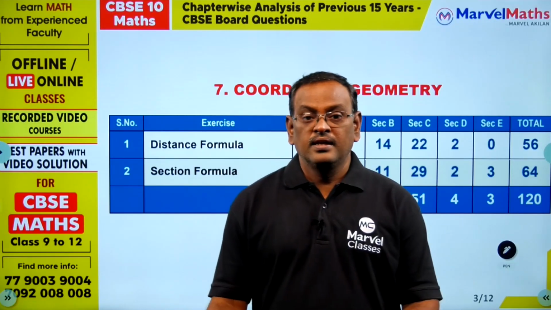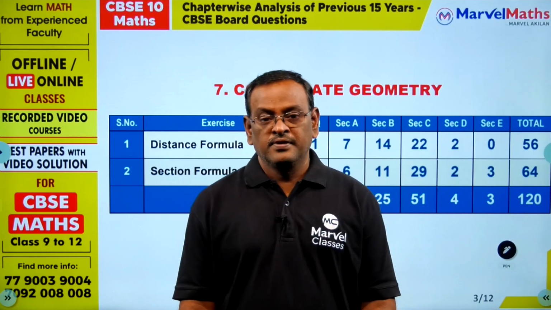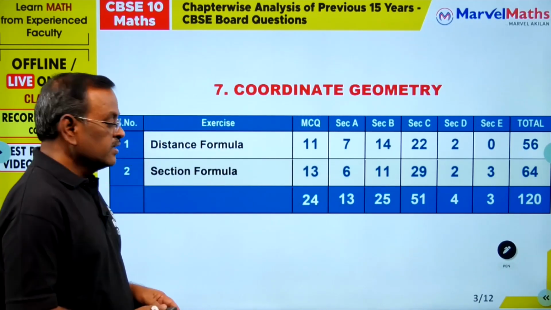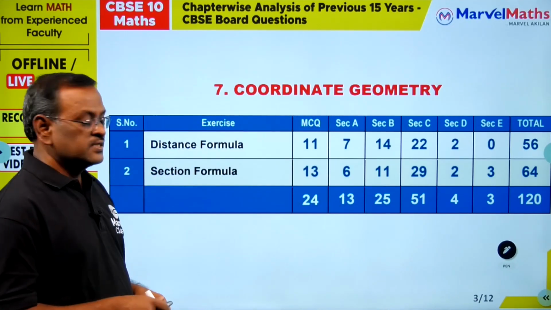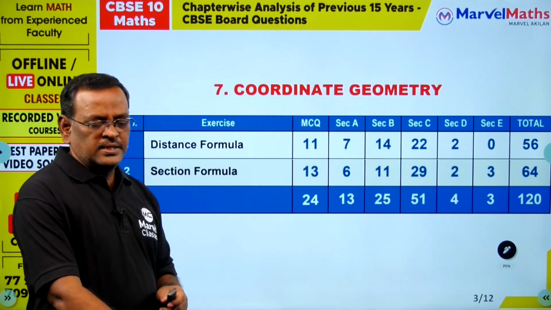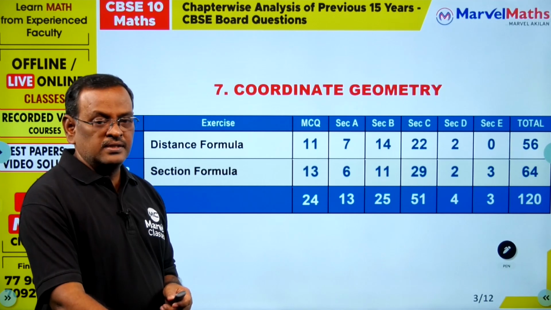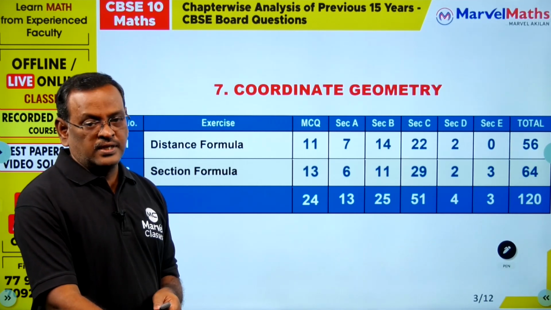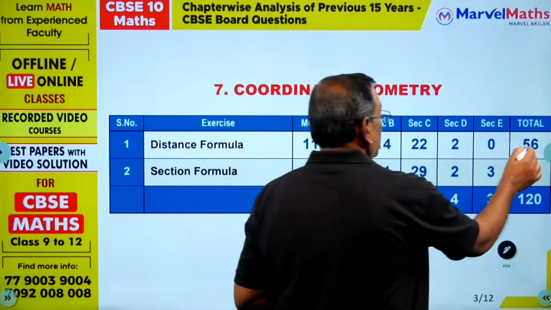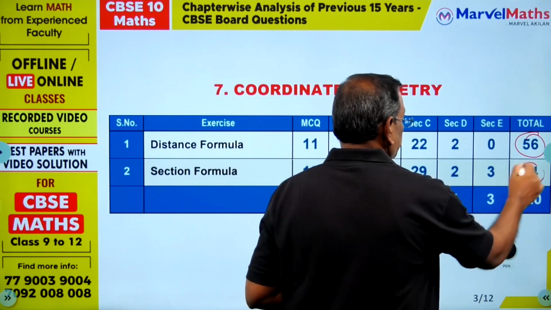Hello students, last 15 years paper analysis from coordinate geometry chapter. So as for this current academic year, only two exercises are there, distance formula and section formula, and one more concept, basic concept of equation of straight line, which is similar to linear equation in two variables. But in distance formula around 56 questions and in section formula 64 questions.